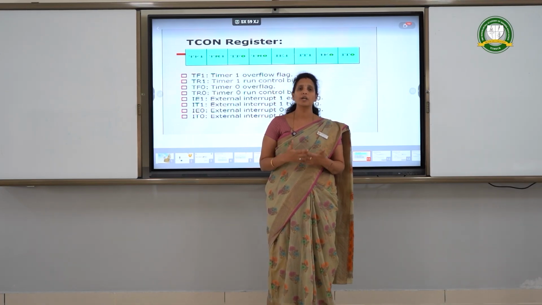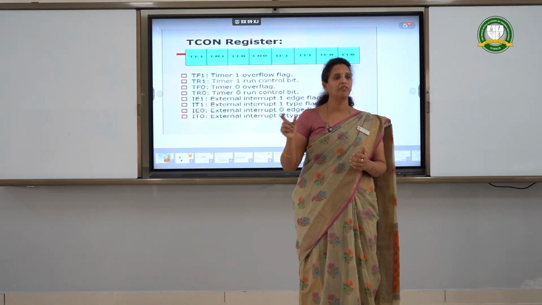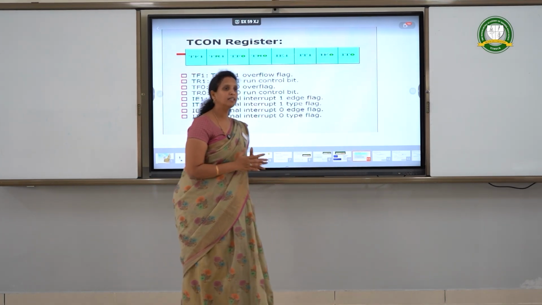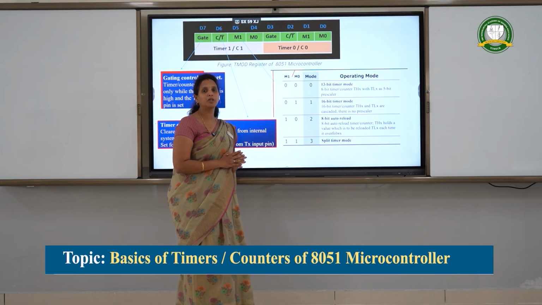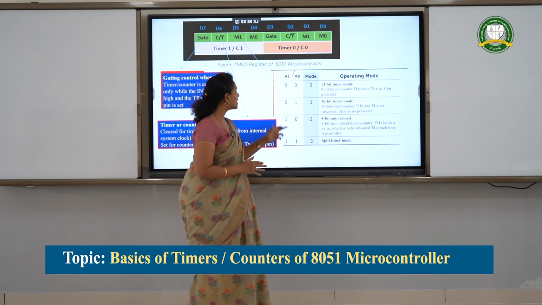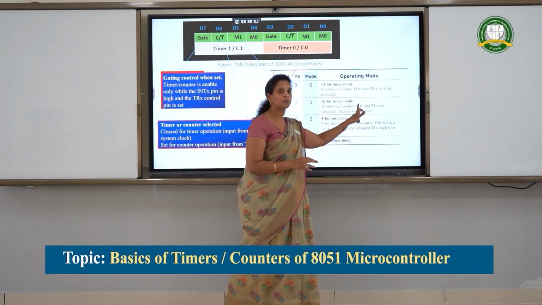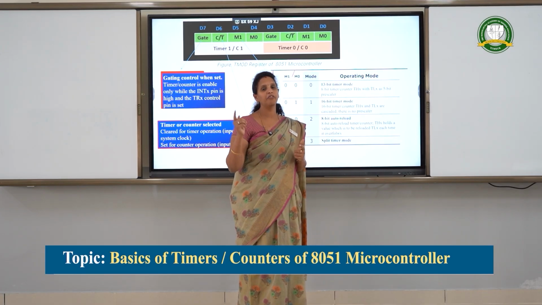Again the question is, what is the maximum value? As I told you, the maximum value is FFFFH. It doesn't mean the maximum value will always be FFFF, because the timer works in different modes. In which mode it is working, based on that the maximum value will be finalized. For example, if the timers are working in mode 1, all the 16 bits will be working. Obviously, the maximum value will be FFFFH.